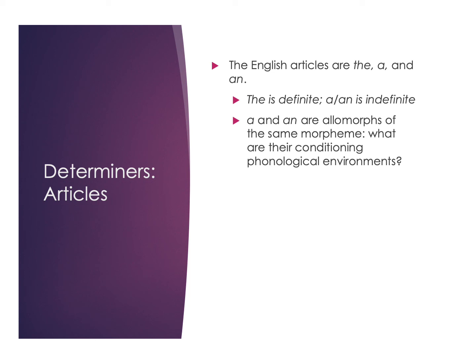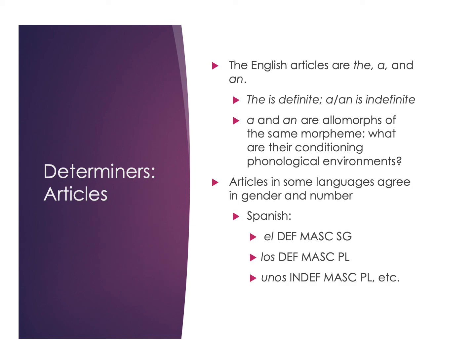In some languages, these also agree in gender and number with things like nouns and things like adjectives. So in Spanish, they have a much broader set of articles that give you information about if it's definite or indefinite, but also if it's masculine or feminine, if it's singular or plural, etc. And then some languages like Russian just don't have articles at all.